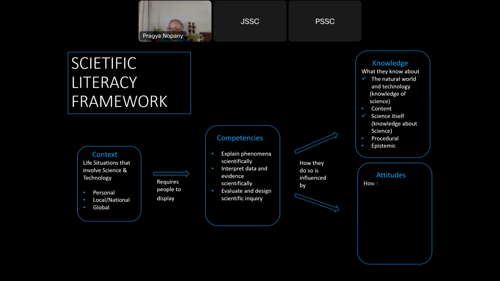And then what are the attitudes that are required? How we respond to science issues, how much interest we have in science, how much do we value scientific approaches to inquiry, and how do we develop responsibility or awareness towards resources and environment. So this is the meaning of being scientifically literate.